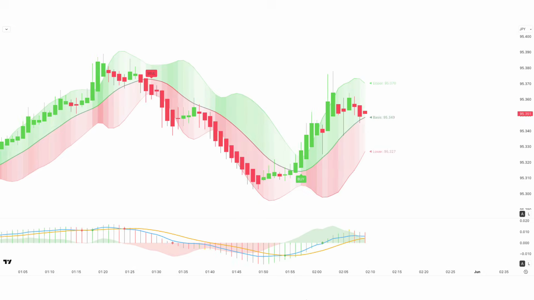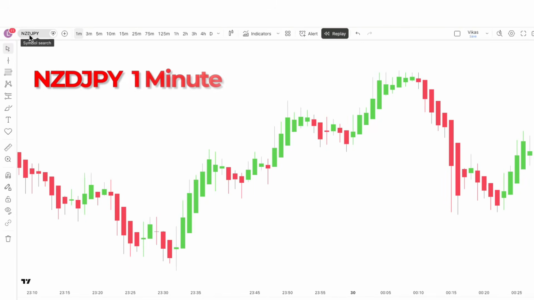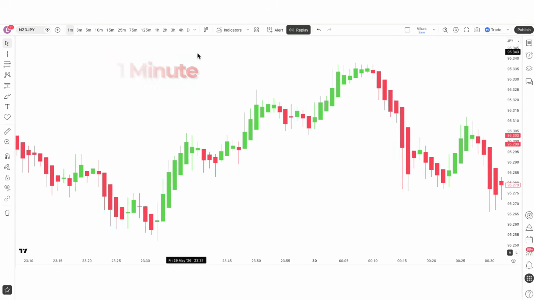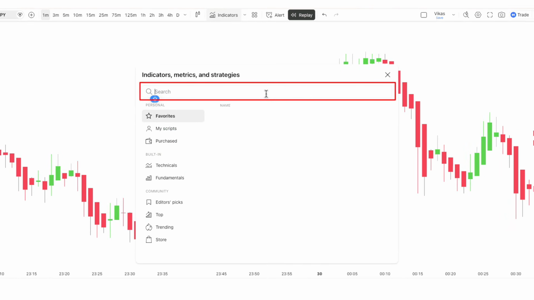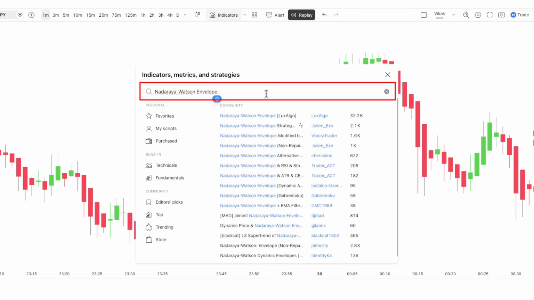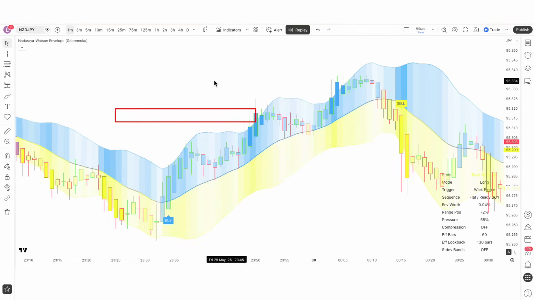Now we tell you how we want to trade. Let's get into the charts. We open the NZDJPY 1-minute chart, and don't sweat the time frame either. Next, you'll want to find those magic indicators. Head over to the Indicators tab and search for the Nadaraya-Watson envelope. Select the indicator made by Gabramoku and add it to the chart.